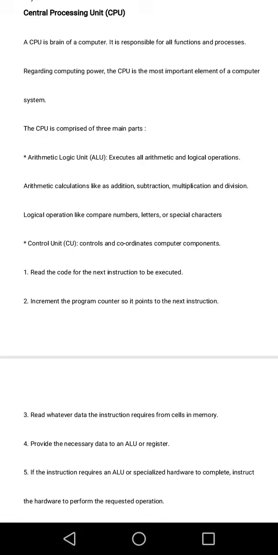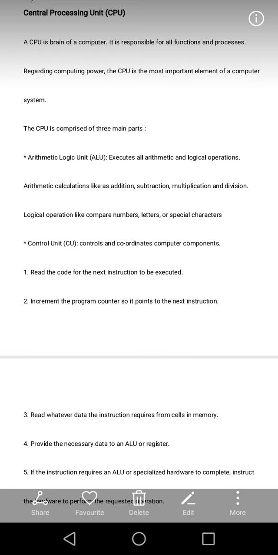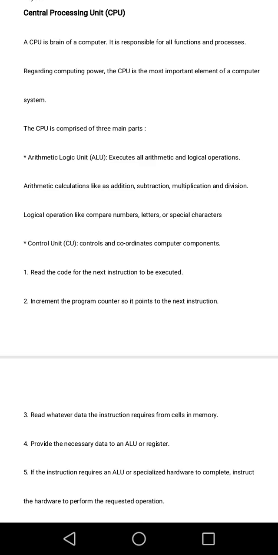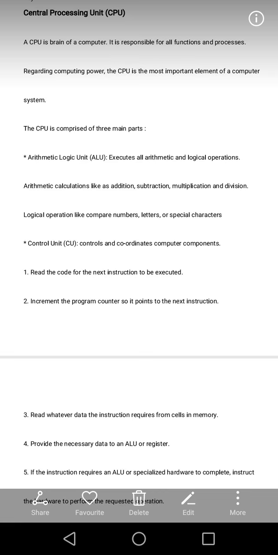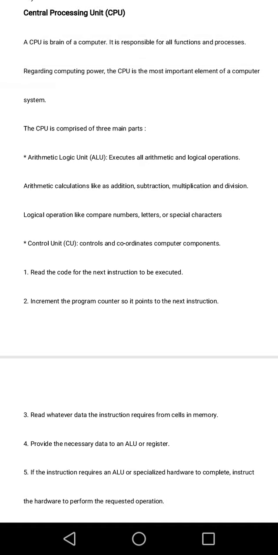Next, we discuss CPU. There are three important parts of CPU. First one is ALU, second one is control unit, and third one is register. First, we discuss ALU, whose full form is Arithmetical Logical Unit. ALU executes all arithmetical and logical operations such as addition, subtraction, multiplication, and division. There are three operations performed in ALU: arithmetical operation, relational operation, and logical operation.